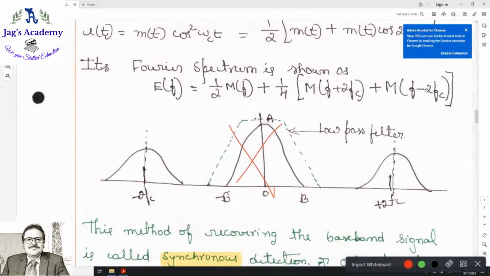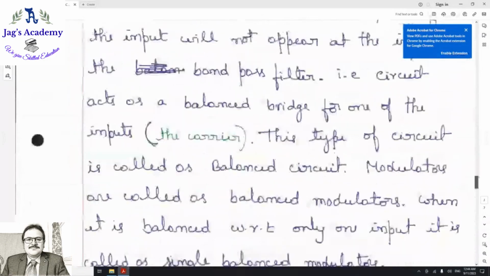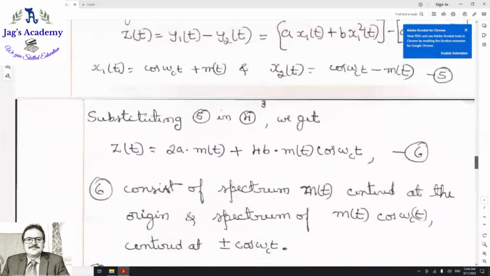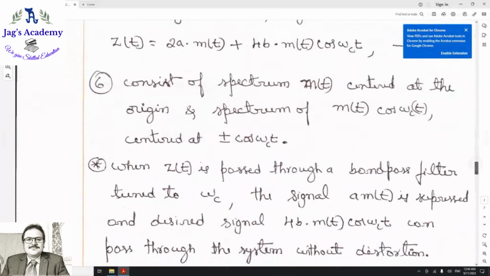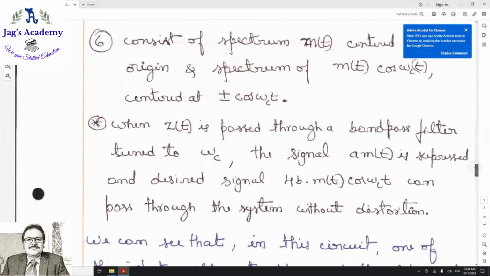This is not required, right? You require only this. To keep only this, what is required? You need a band pass filter or low pass filter or high pass filter. You need only a band pass filter. That's where you will have to use it at this point. See, you have to pass it through a band pass filter.